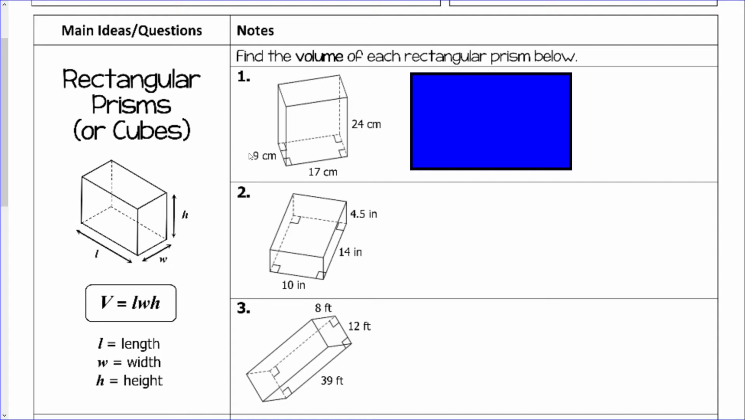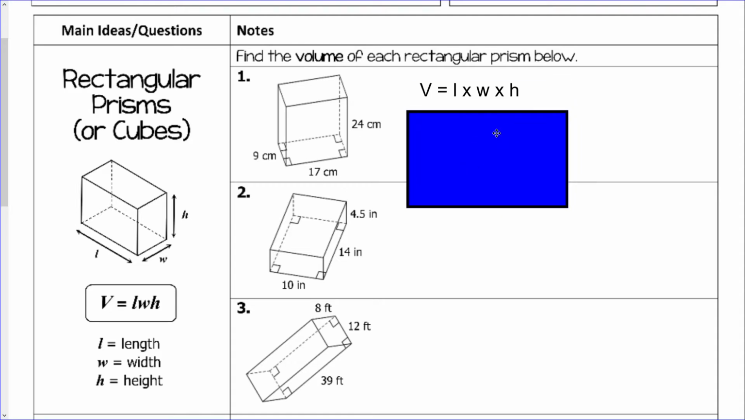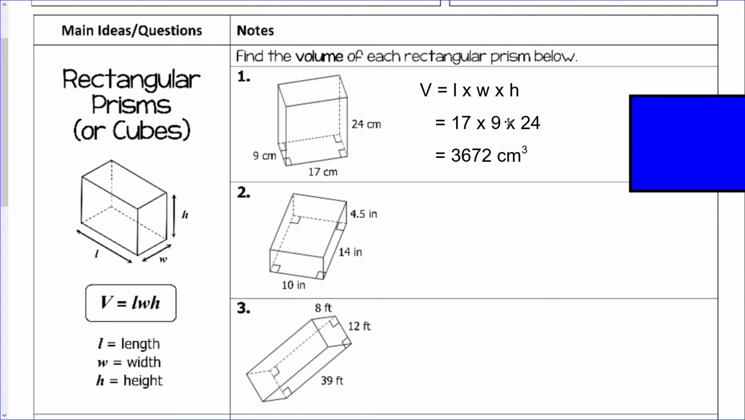All right, so the first example here, we've got length, width, and height would be 9 and 17 and 24. So length times width times height is the volume. And remember too that if you see the letters together without a multiplication sign in between, it indicates you are still multiplying them together. So just make sure you do that. Okay, so 17 times 9 times 24 should get, if I did my math right, 3,672 centimeters cubed.